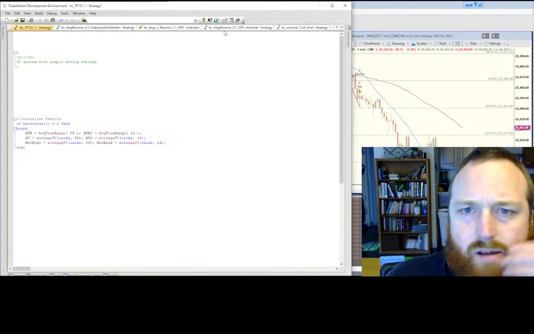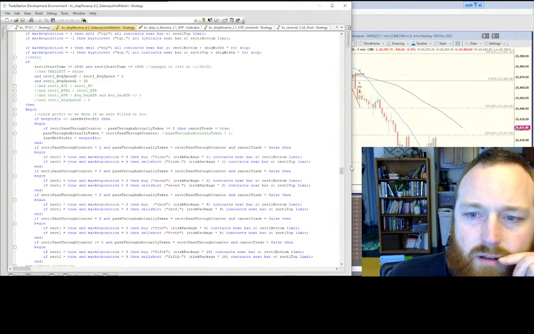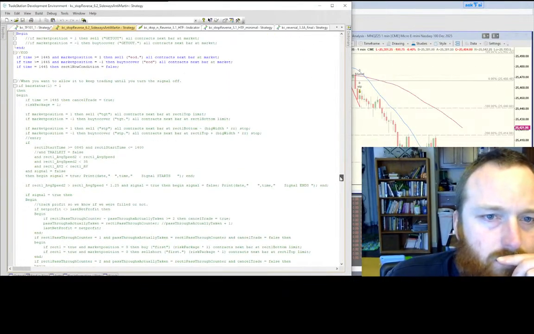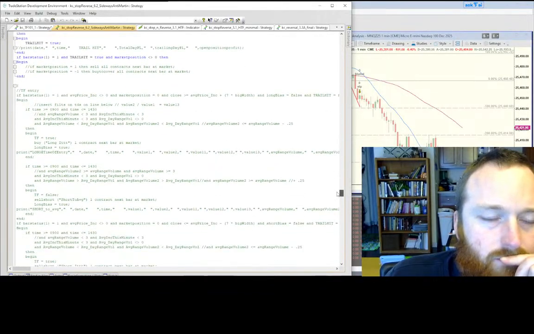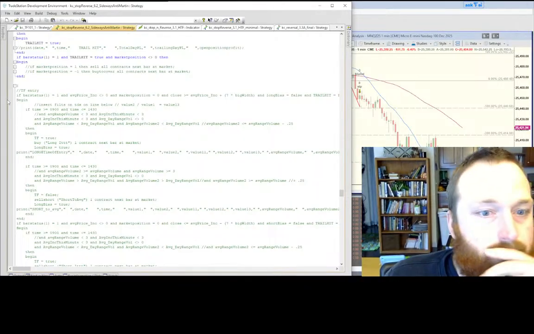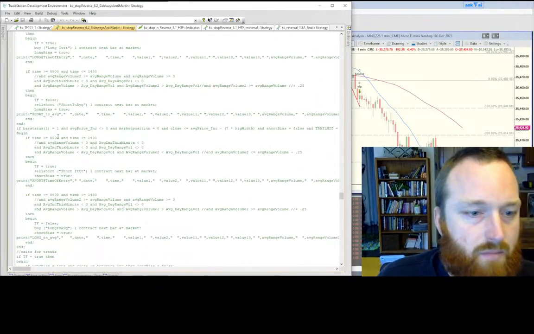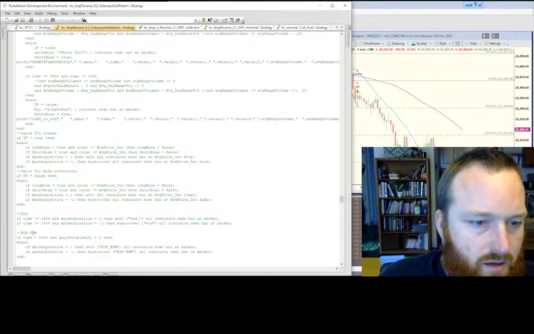So basically, I have some of this coded somewhere. I think it's right here, somewhere here. Trend following entry.